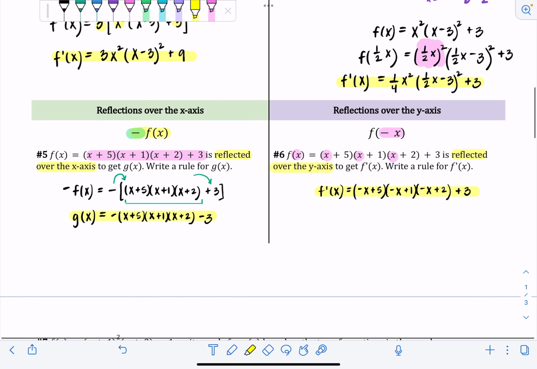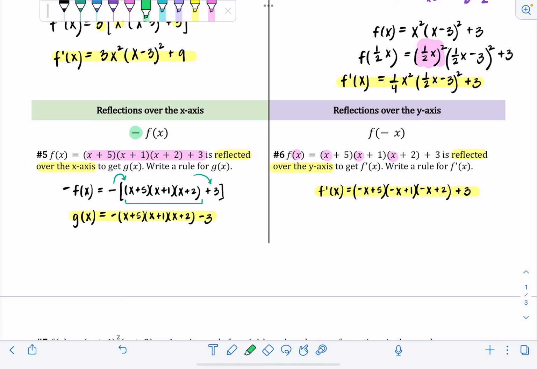Okay, so comparing the two types of reflections, if you have a reflection over the x-axis, and it'll tell you, or you'll see it in the problem itself, like on a graph. If you have a reflection over the x-axis, you multiply the entire function by a negative. If you have a reflection over the y-axis, you swap out all of the x's for negative x's.